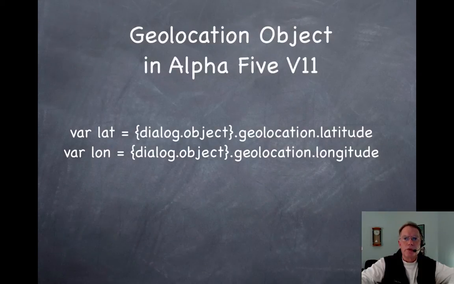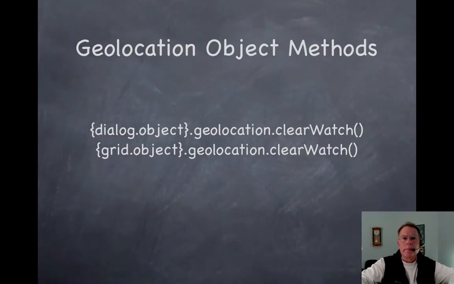If you wanted to reference, say, the latitude or the longitude within your JavaScript, you do it like this. So here we're specifying a var of lat. We're using the dialog object placeholder. You would use either that or a grid.object placeholder. And we're just pulling up the latitude and the longitude here.